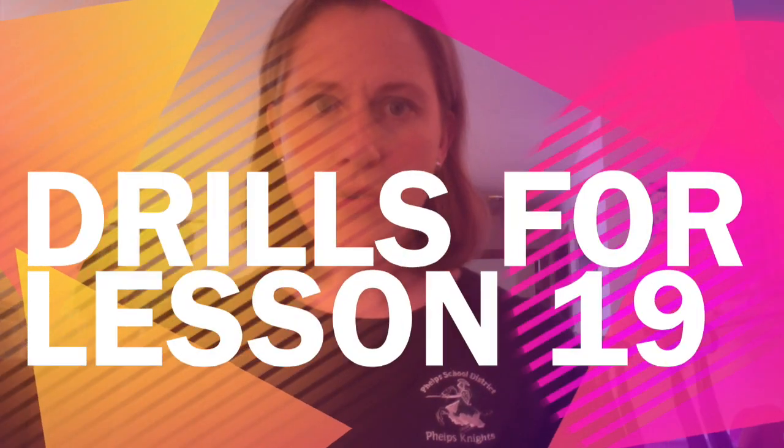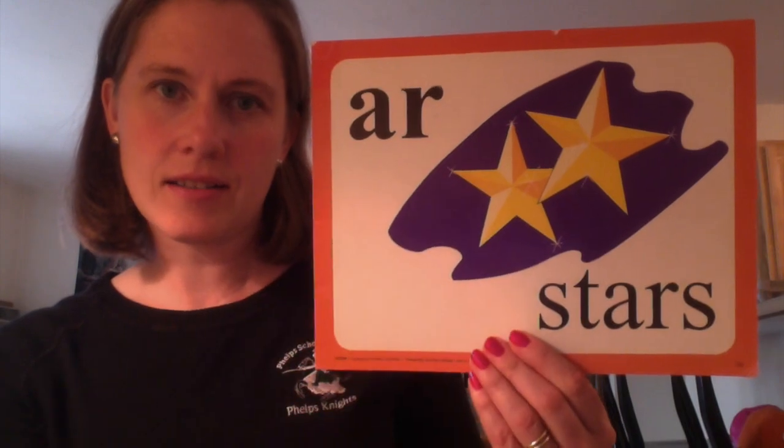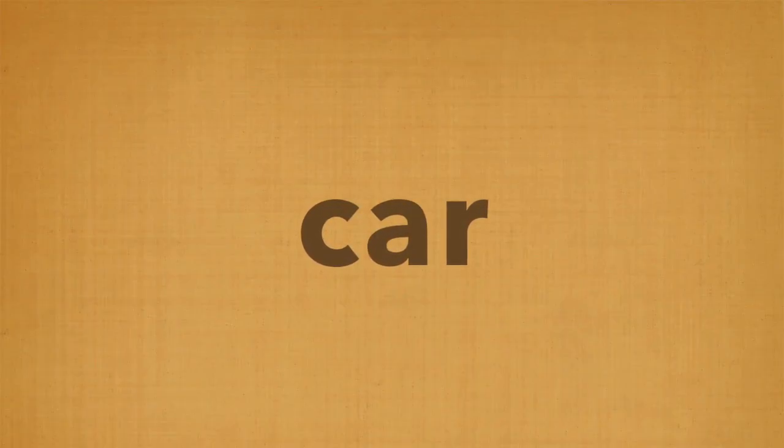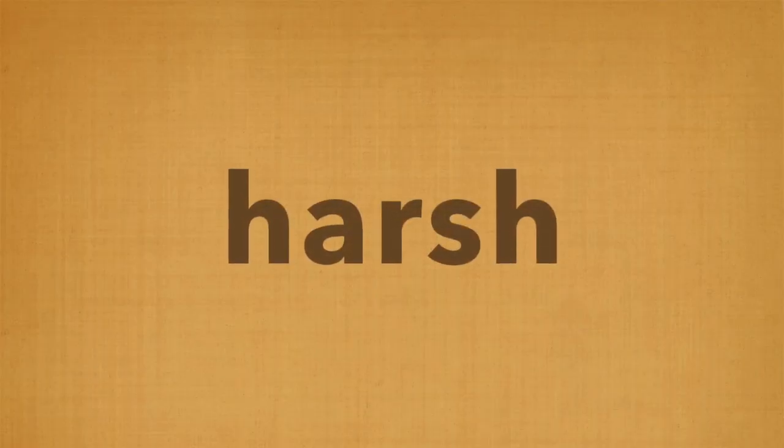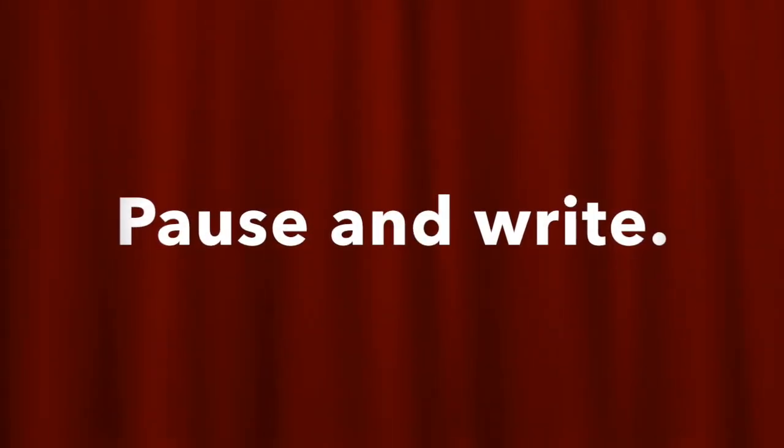Let's do an old review. R in stars, A, R. Please spell these words. Car. Pause and write the word. Start. Pause and write the word. Harsh. Pause and write the word. Arch. Pause and write the word.